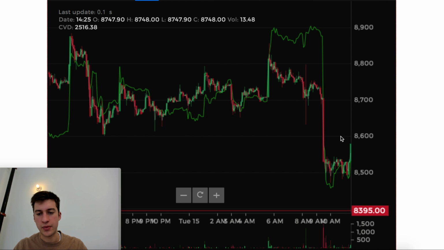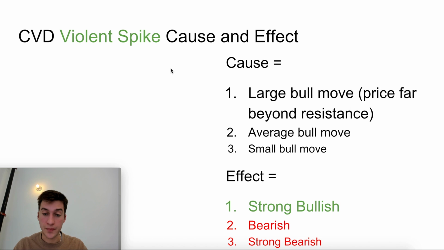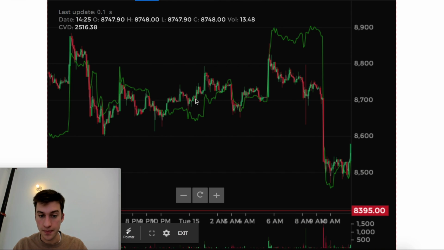So is this bullish or is this bearish? This type of pattern. I'll give you guys 3 seconds for this. So this is actually very bearish. When you see that rapid drop in CVD as price drops quite quickly, right here, a large bear move, price moves far beyond support. That is a strong bearish continuation likely to occur if we get a violent drop in CVD. Price moves far beyond support. I think there's no argument there.